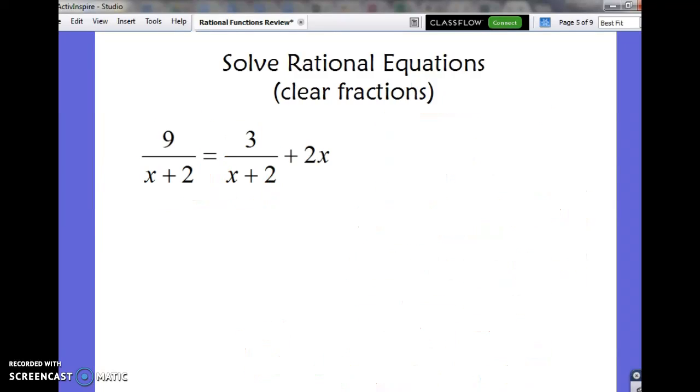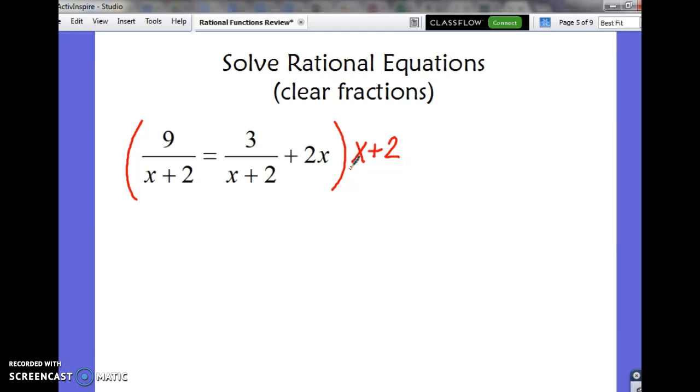So in situations where you're trying to solve rational equations, when you don't have a fraction equal to a fraction, you're going to have to try to clear the fractions, which means you're going to multiply the whole entire equation by whatever the common denominator would be. And in this case, the common denominator would be x plus 2, because in fact that's the only denominator.